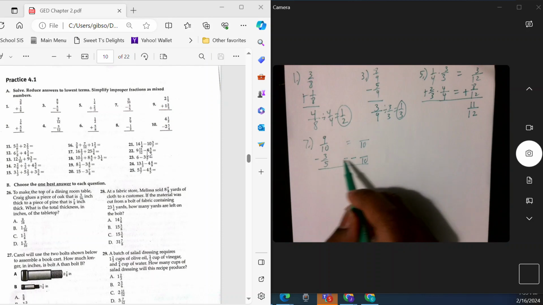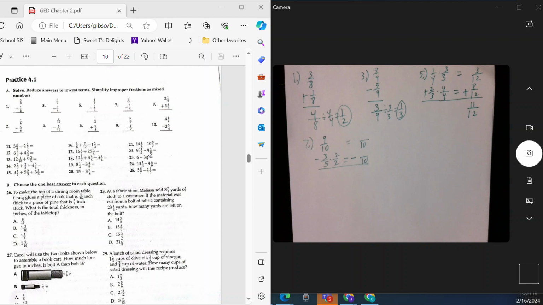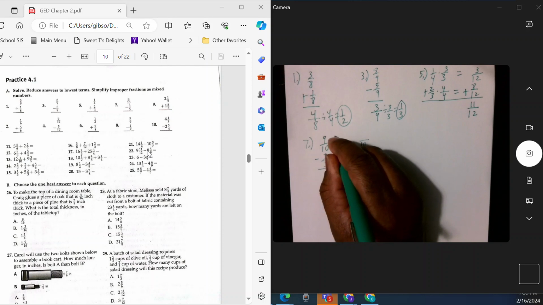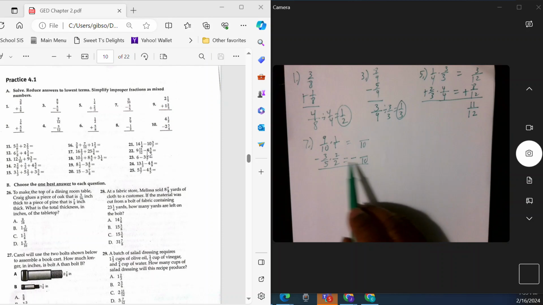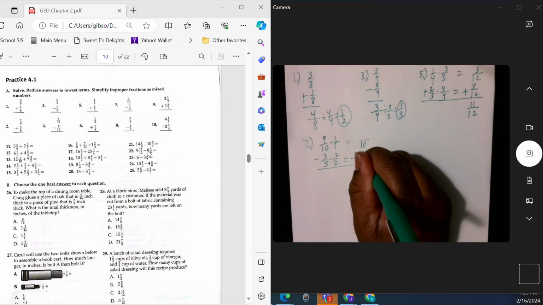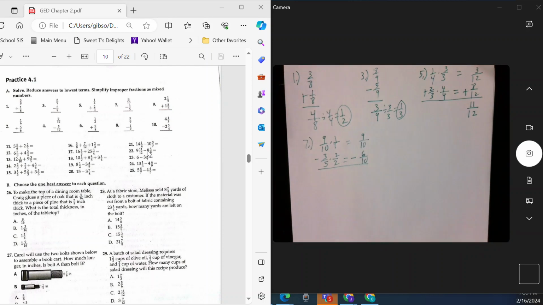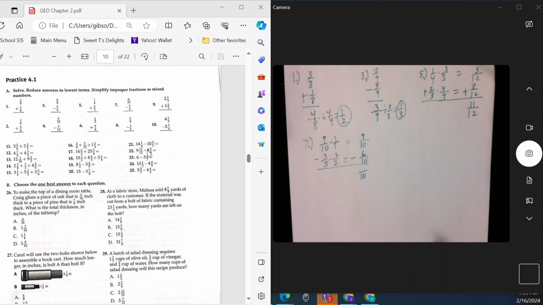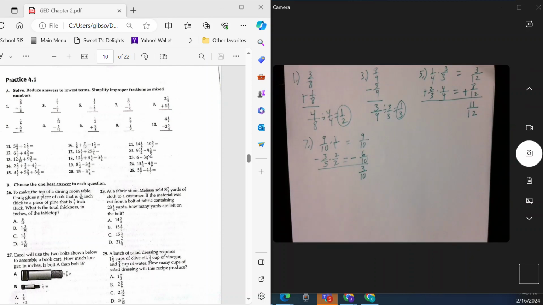So we ask ourselves, 5 times what is 10? It is 2. So we multiply the top and bottom by 2. And then here 10 times 1 is 10. And 9 times, we'll multiply by 1 over 1. So 5 times 2 is 10. 3 times 2 is 6. 10 times 1 is 10. And 9 times 1 is 9. So 9/10 minus 6/10, we have our denominator of 10. 9 minus 6 is 3. So it's 3/10.